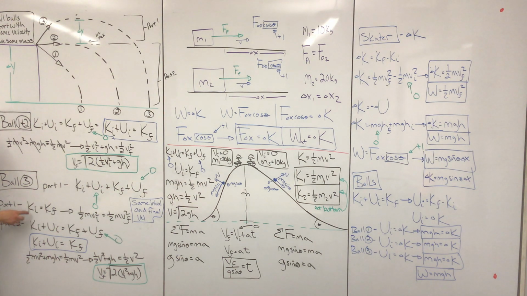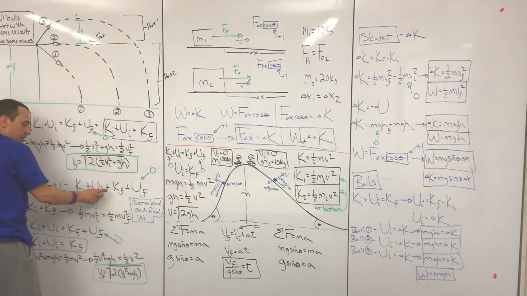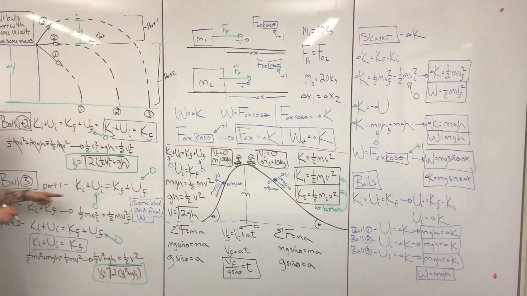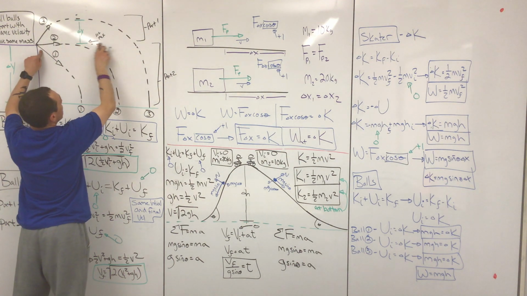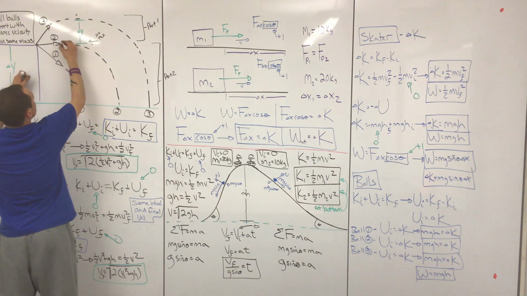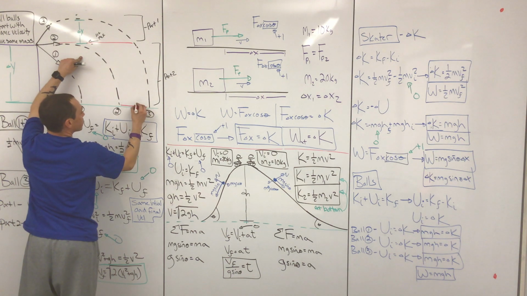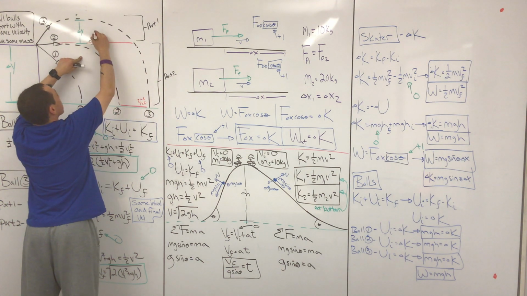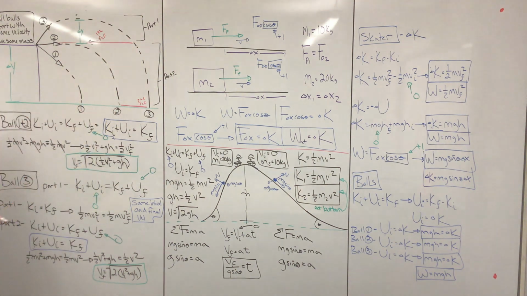So we show that with part 1. We start with kinetic initial plus U initial equals K final plus U final, where the initial potential energy is 0 in terms of our reference spot, which is right here. Let me do that in a different color. This is our reference spot for part 1, this is our second reference point for part 2. This is our first reference point for part 1, for ball 3.